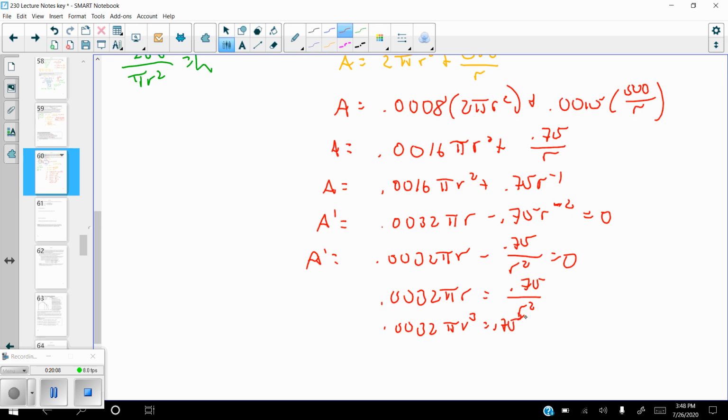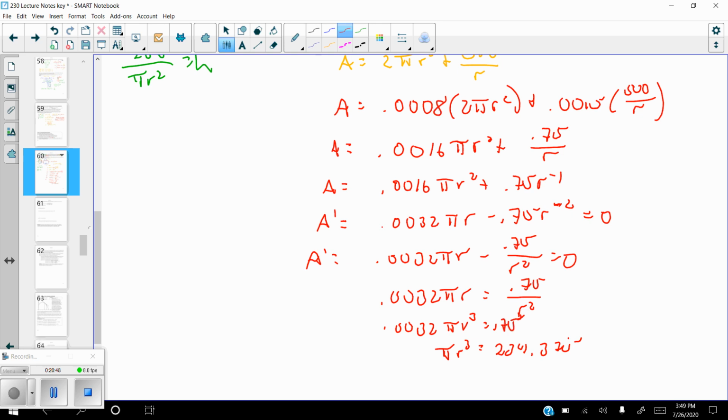I'm going to have to definitely do this next part with the calculator. Now I have to divide both sides by 0.0032 and pi. So pi r cubed, let's see, what is 0.75 divided by 0.0032? It is 234.375. None of these numbers are going to come out to be really nice. Now I have to divide by pi, and then we're going to have to take the cube root.